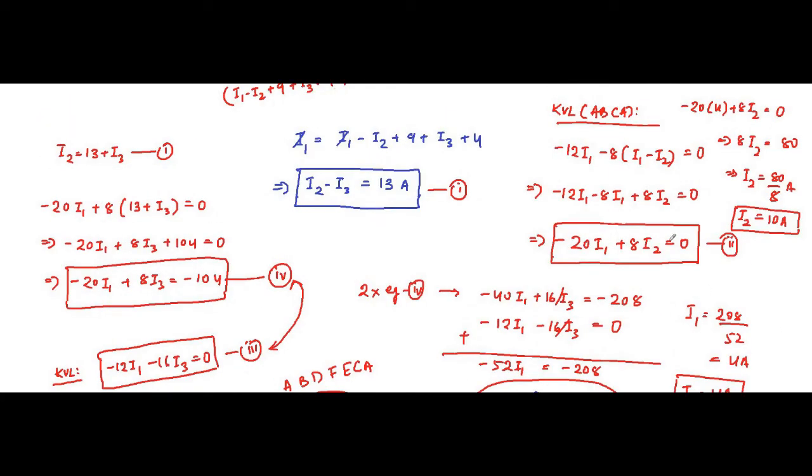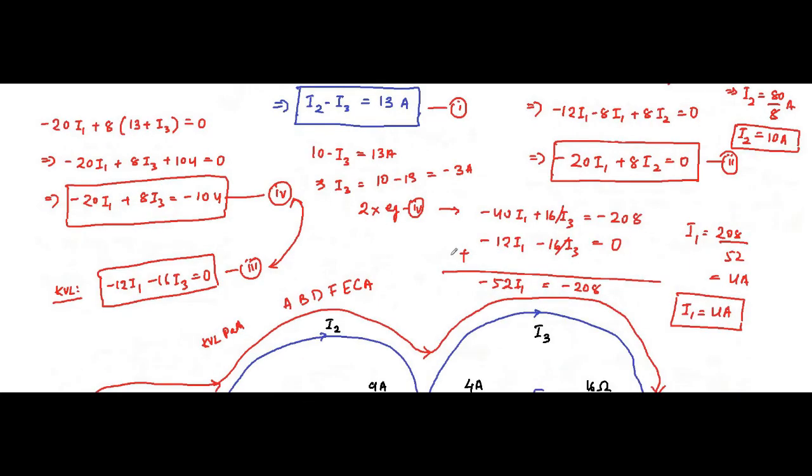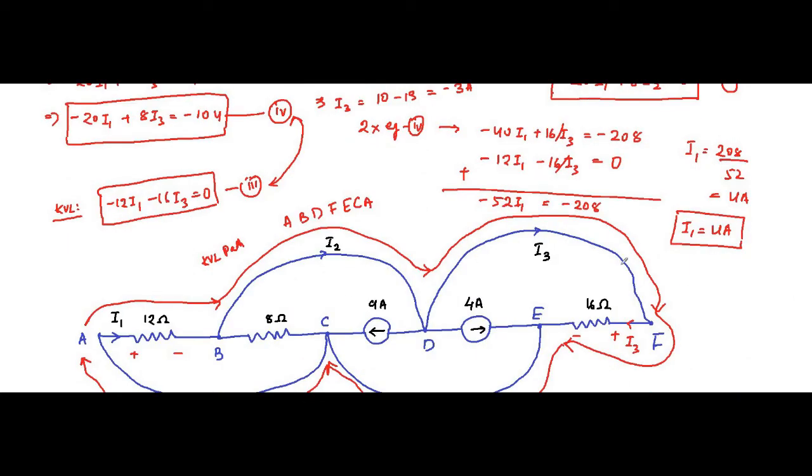I1 equals 4 ampere, and we have substituted it in equation 2; then we got the value of I2. Then we substitute the value of I2 in equation 1: I2 minus I3 is equal to 13 ampere. So 10 minus I3 is equal to 13 ampere. That implies I3 is equal to 10 minus 13, which is equal to minus 3 ampere. So I3 is equal to minus 3 ampere.